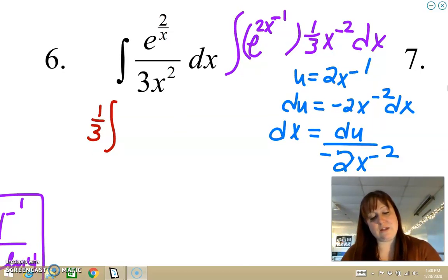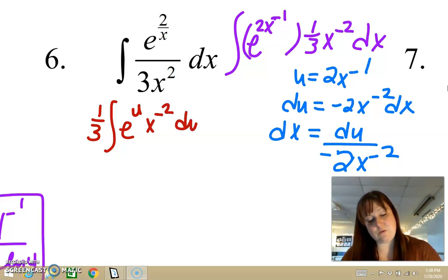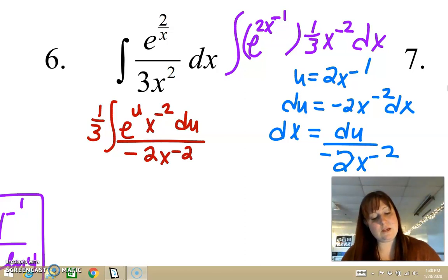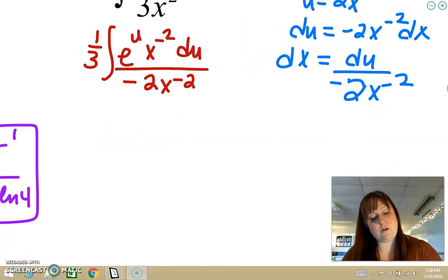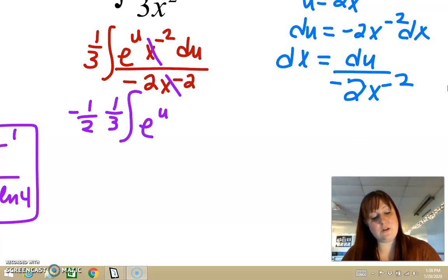All right, so it's going to be e to the u, and then I had it times x to the negative 2, and then everywhere there's a dx, I'm going to put du over negative 2x to the negative 2. And then I'm going to recognize that those x to the negative 2's cancel out, and that this negative 2 in the basement is really the same as negative 1/2. So I'm going to bring that outside the integral so that I don't have to deal with it. So I took care of that, and so now I have negative 1/6 times the integral e to the u du.